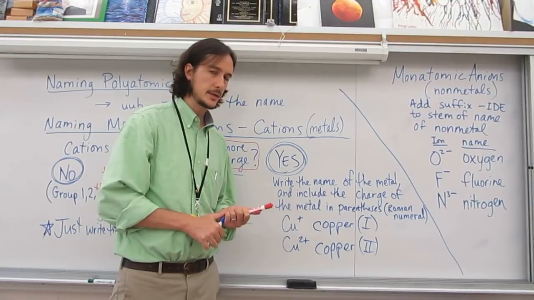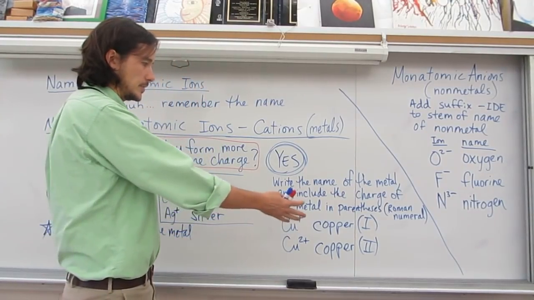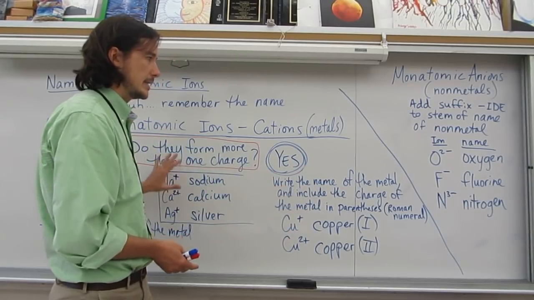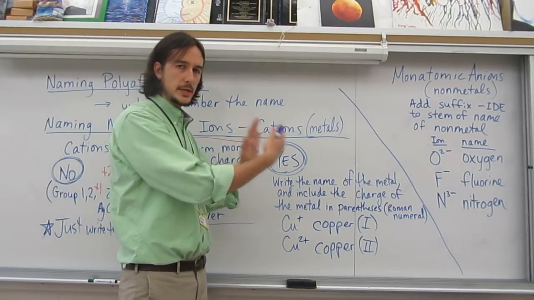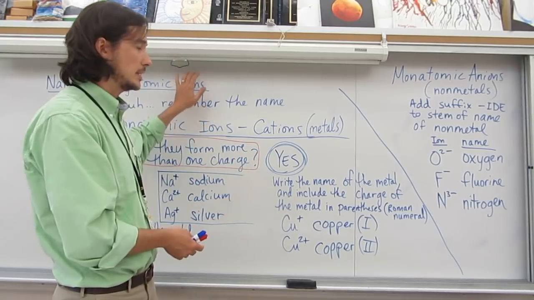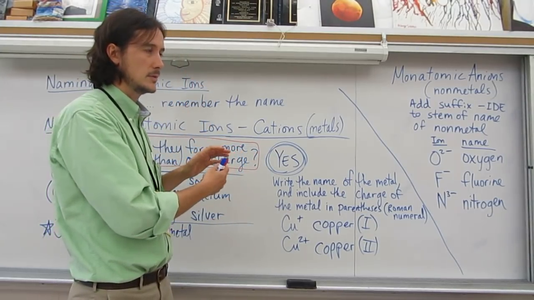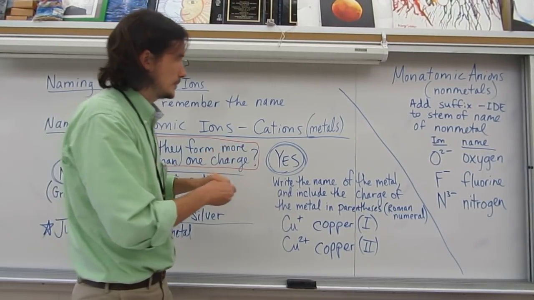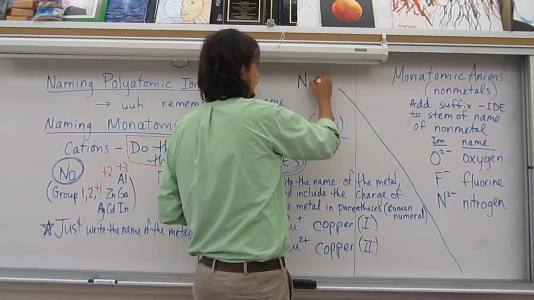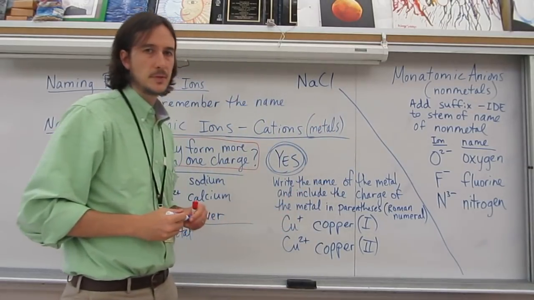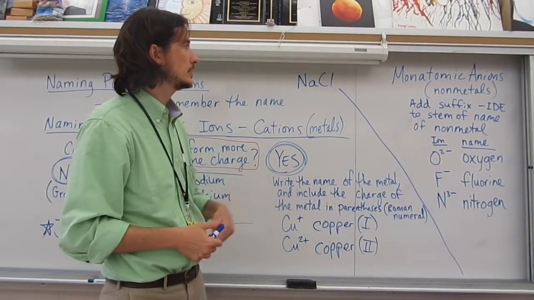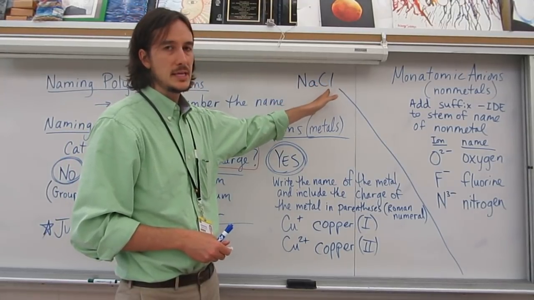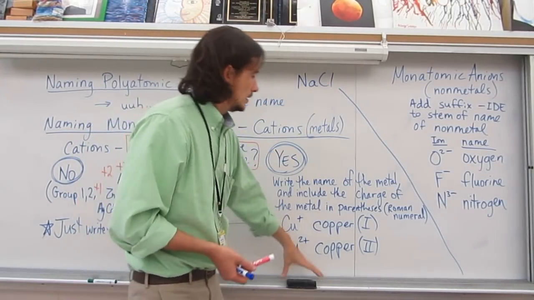So when you're naming ionic compounds, the cation is going to be named first. It's written on the left. So we would start with a cation. And then we get to the right side, which might be a polyatomic ion, right? For example, sodium chloride. Sodium chloride is an ionic compound. On the left side, we have the cation. On the right side, we have the anion.